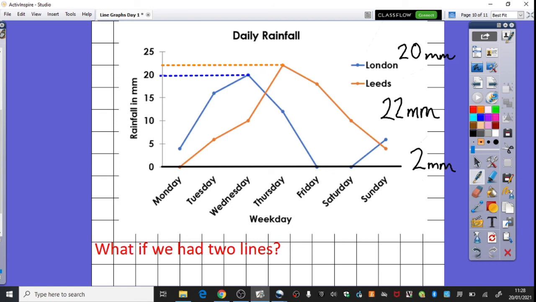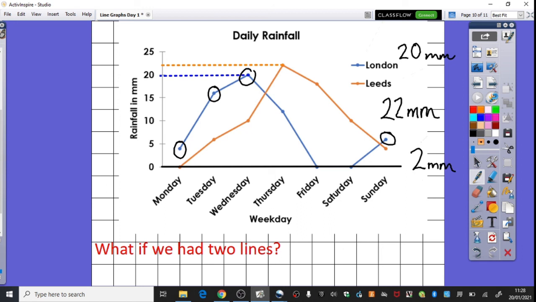How many days maybe did London have more rainfall than Leeds? We could look at that one. Did it have more rainfall on Monday, on Tuesday, on Wednesday, and on Sunday? So London had more rainfall for 4 days. So it's really important today, guys, that you really think about what the question is asking of you.